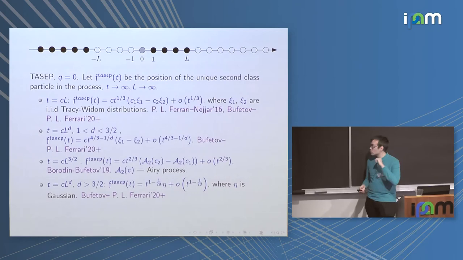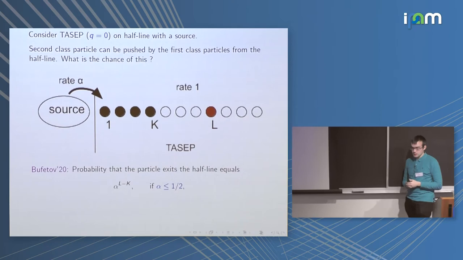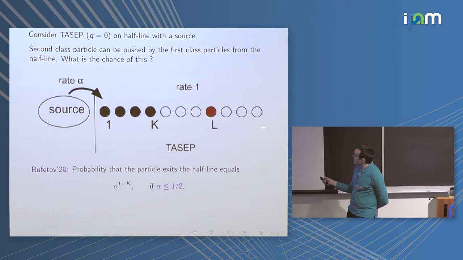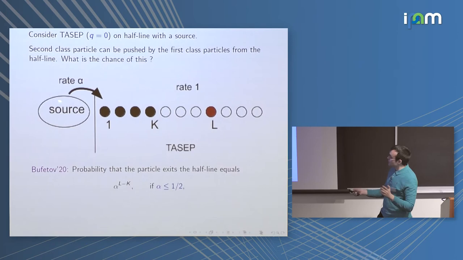Let me formulate one more result about the second class particle. This is about ASEP on a half space, with q equals 0. We have only positive integers where a particle can live, and a source which injects first class particles with rate alpha into this half line. Given that position 1 is not occupied, particles jump to the right at rate 1, as before, and the source injects particles with rate alpha.